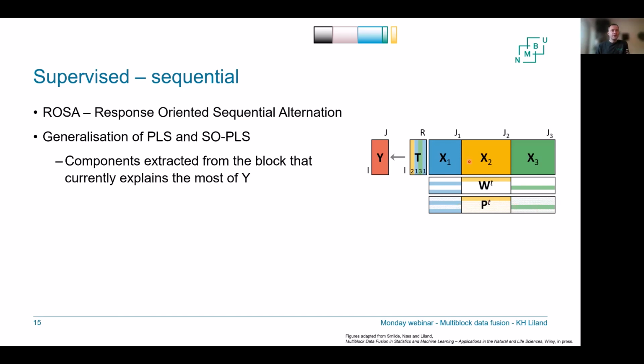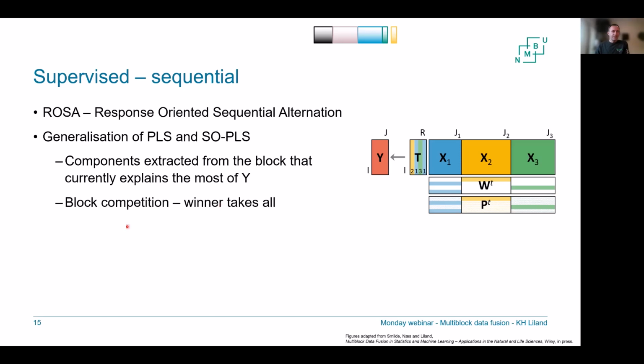Okay, so then we've found a winner in the first component. We throw away the other candidates, and we deflate our response based on the winning score. And then we set up a new competition, try to see which block explains the residual response the best. And we just have to make sure that our scores are orthogonal to the previously extracted scores, and then we don't actually have to deflate the X or our blocks here. So we repeat the competition for every component, and we get a series of different winners here.